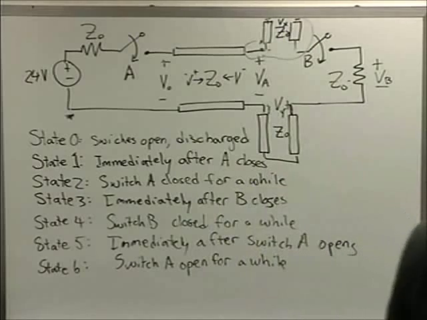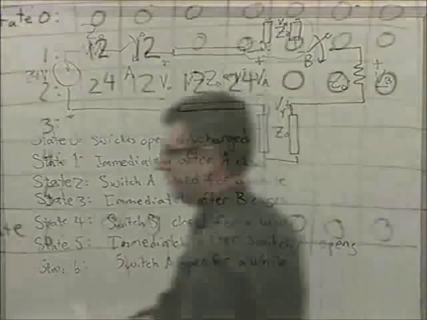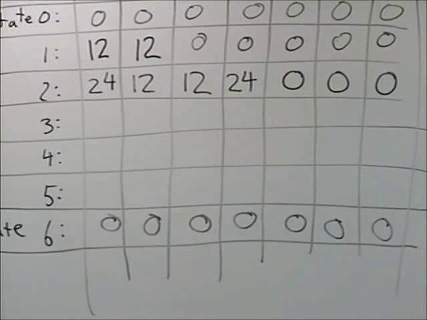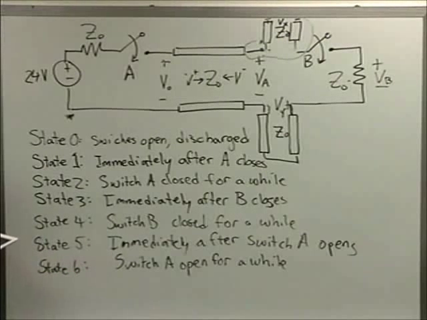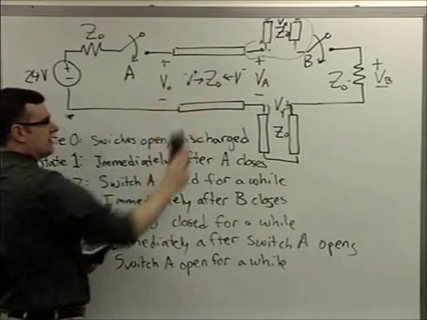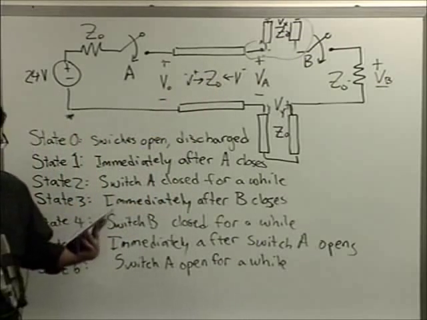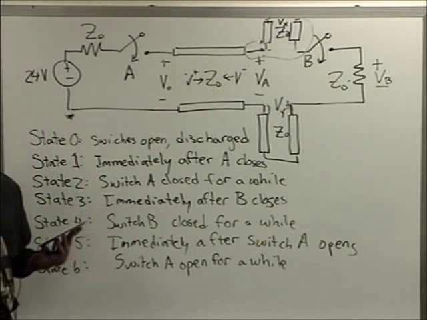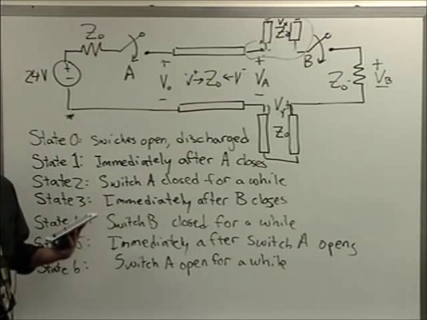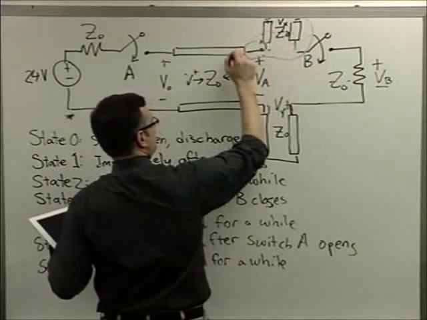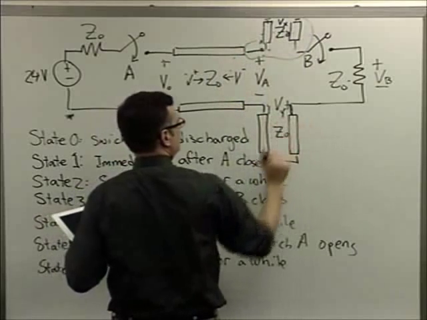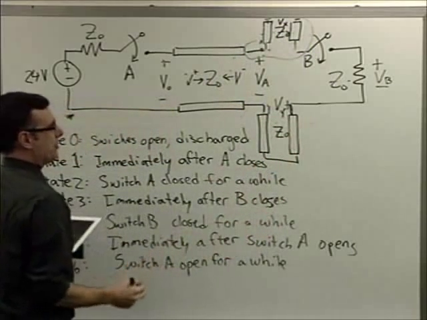Okay, let's move on to state 3. Oh, this is where it starts to get interesting because you have charged lines and a transient. Immediately after switch B closes, this is still going to be charged. And then let's always ask ourselves before we do any analysis, what is not going to change? Well, my change occurs in this part of the circuit. What is immediately affected by that part of the circuit?